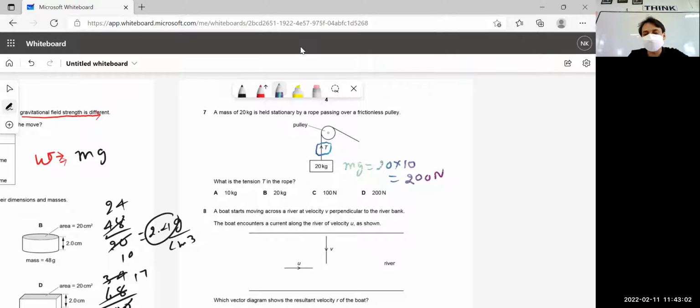What is this 200 Newton actually? 200 Newton is the weight acting downward. And as per Newton's third law, action and reaction, 200 Newton is the force acting downward. That will be equal to the tension produced in the wire. So we will go with option D for question 7.